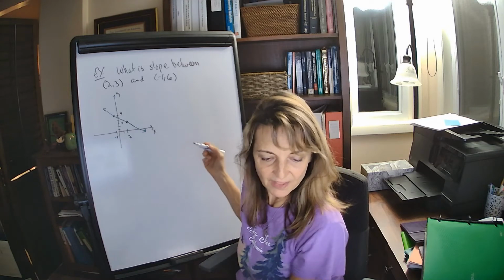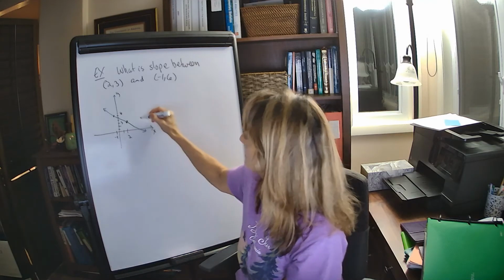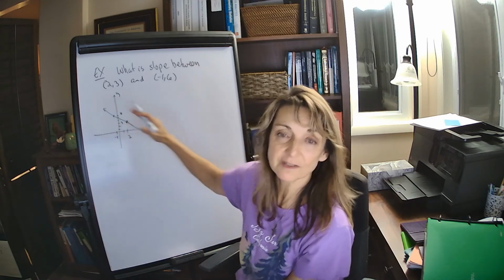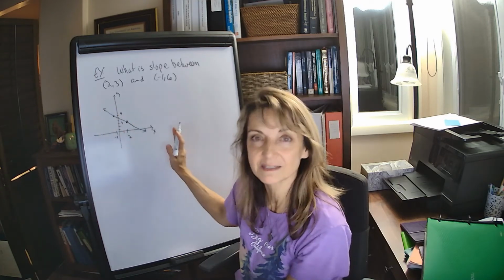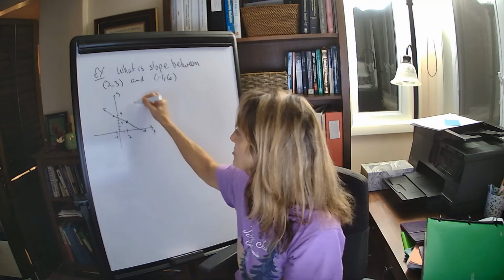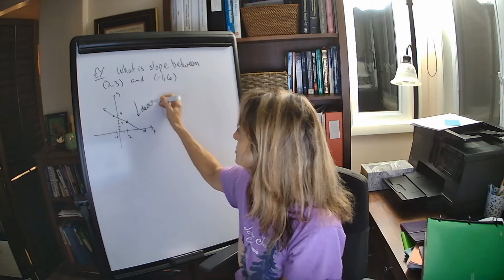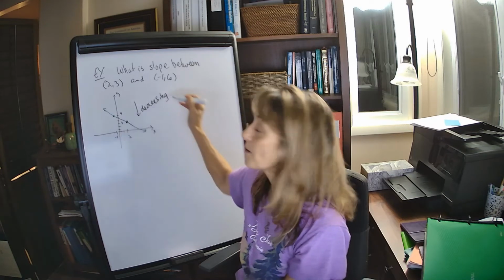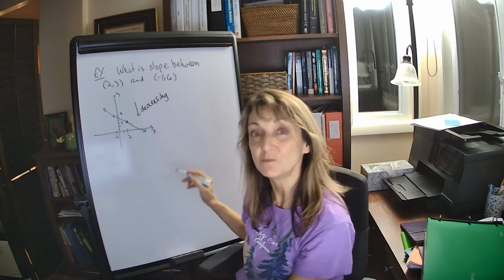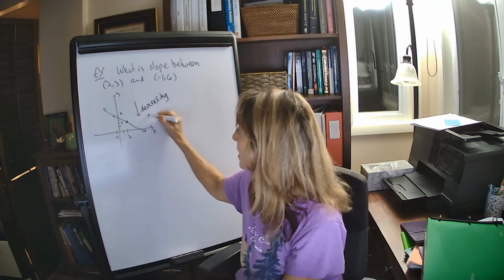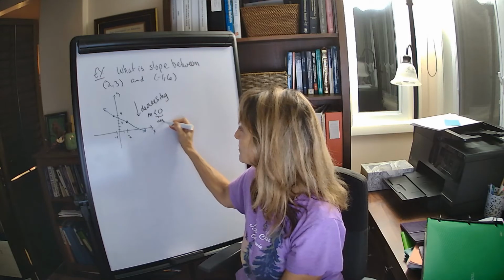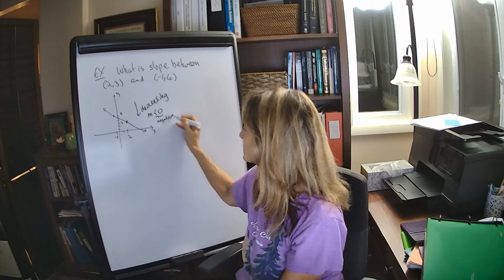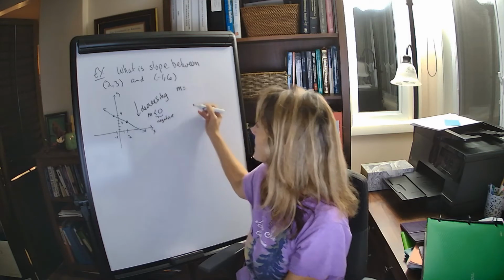Okay, and then we see that it's decreasing, right? So if you look at this line, you were walking on it, you'd be going downhill. You always make that assessment by going from left to right. So this is decreasing. So that means we expect when we do our math that the slope should be negative, right? So m should be negative. Remember, this means negative.